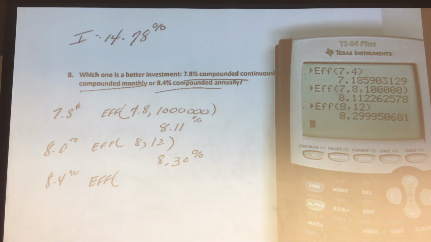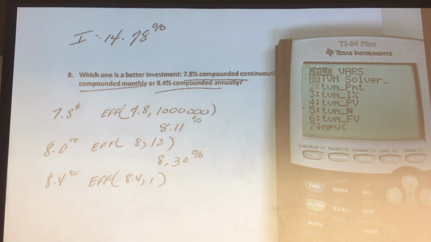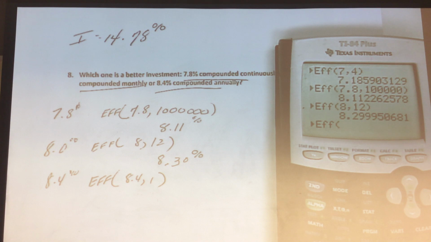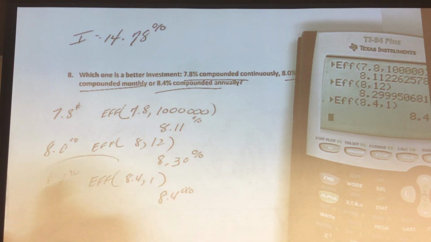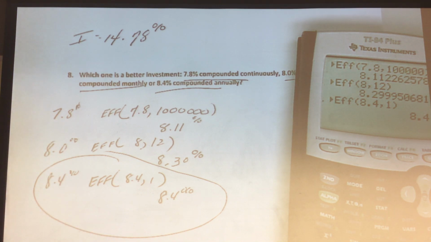And the effective rate for 8.4% compounded annually. So apps, finance, EFF. And the rate is 8.4, compounded annually is once per year. And here we have 8.4%. So 8.4% is the better investment because the rate is the highest. And that concludes part 2 of sections 1 and 2 of chapter 5.